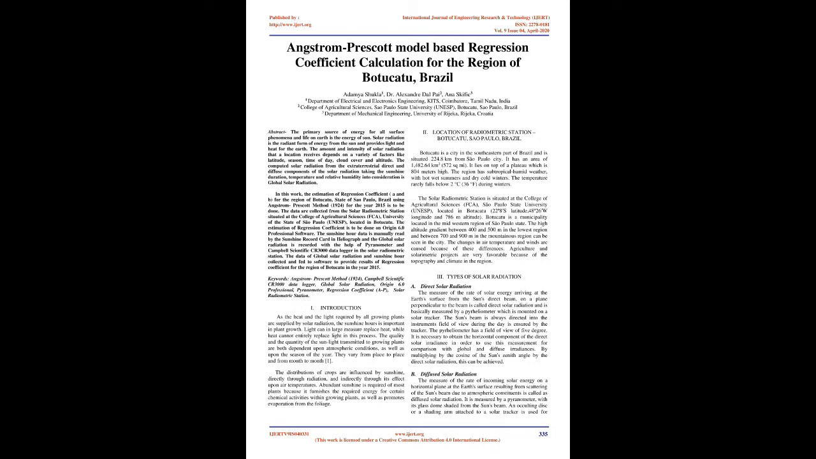The sunshine hour data is manually read from the sunshine record card in a heliograph, and the global solar radiation is recorded with the help of a pyranometer and Campbell Scientific CR3000 data logger in the solar radiometric station. The data of global solar radiation and sunshine hours collected are fed to software to provide results of regression coefficients for the region of Botucatu in the year 2015.